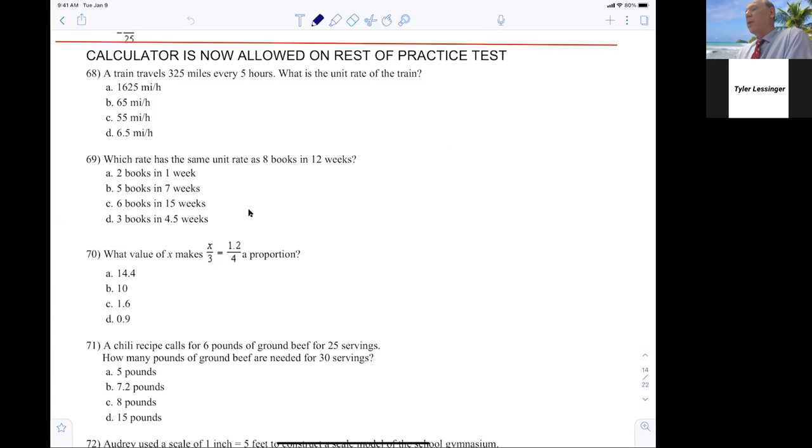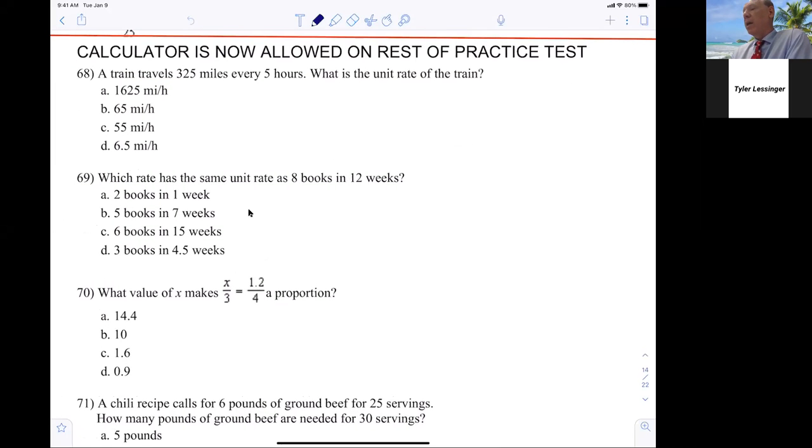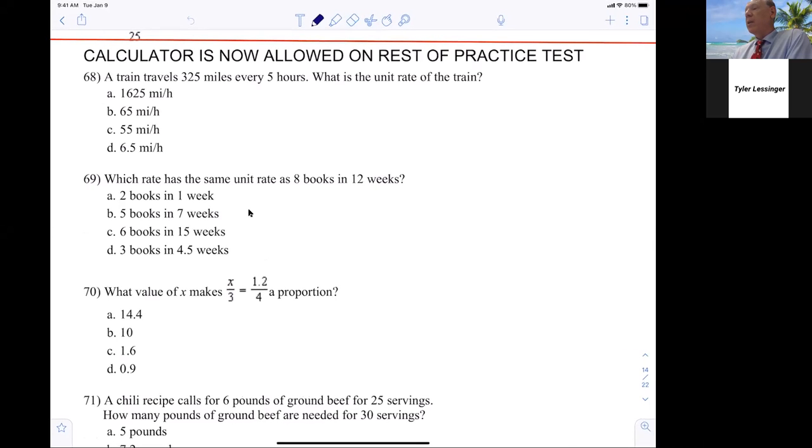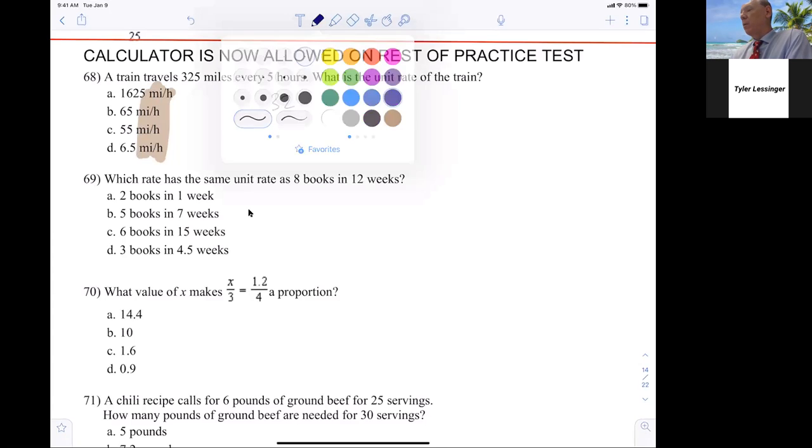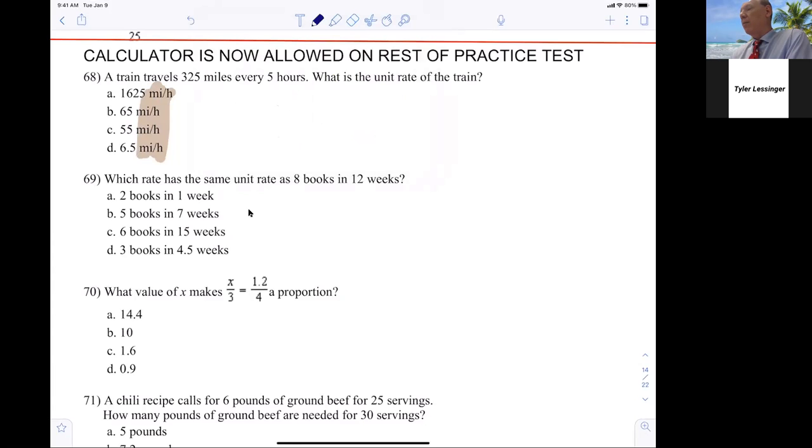So if a train travels 325 miles every 5 hours, what is the unit rate? Now, again, remember, this right here is a key. This is how you do it. You take the miles and divide it by the hours. Isn't that a good trick? It tells you miles divided by the hours. So you just take 325 and divide it by 5. 325 divided by 5, and that worked out to be what? Yes, 65 miles per hour.